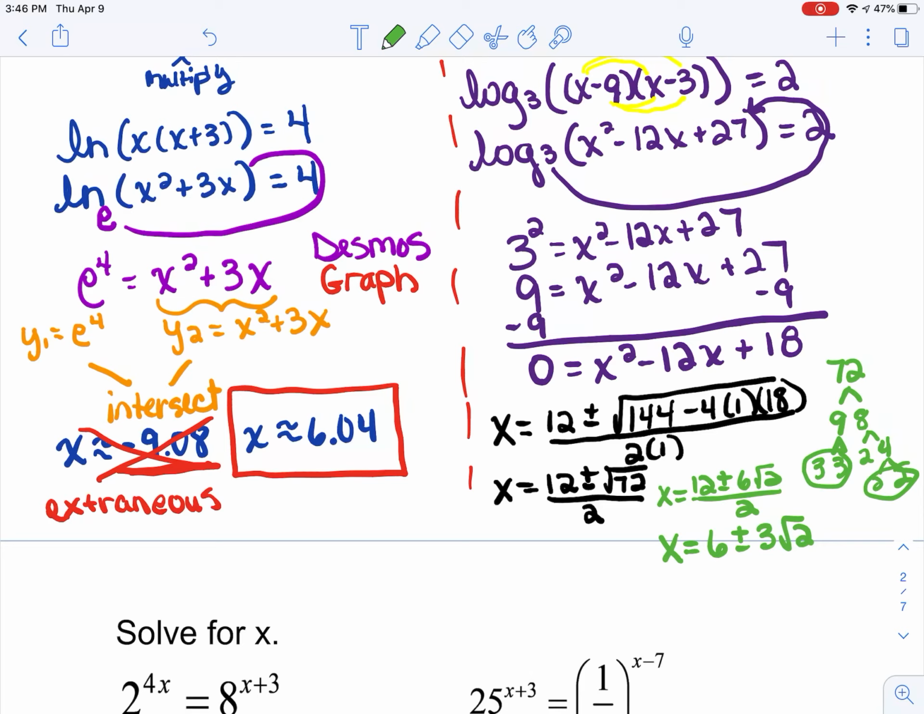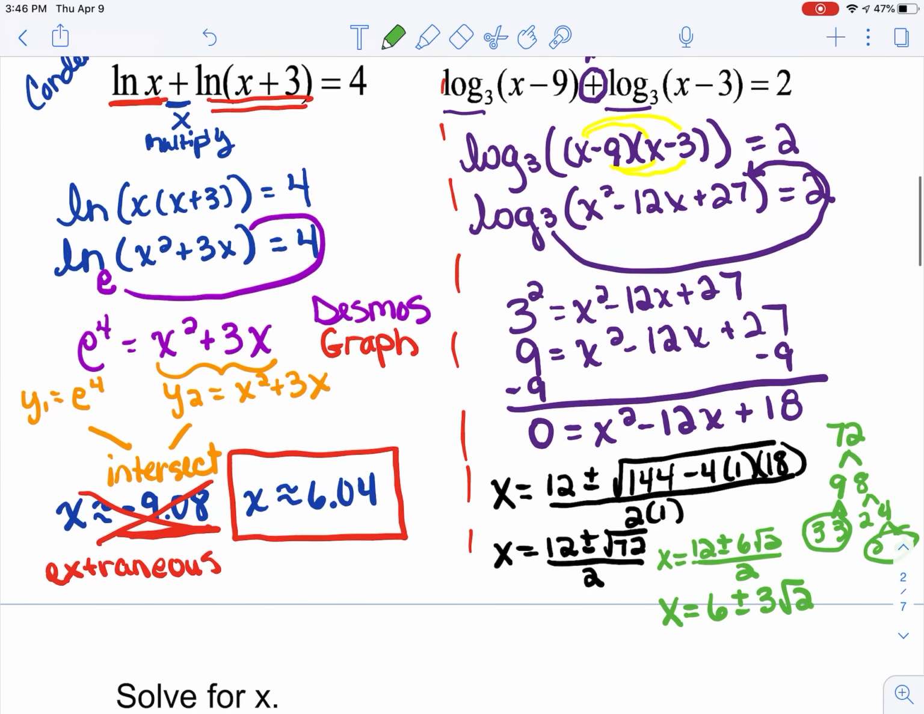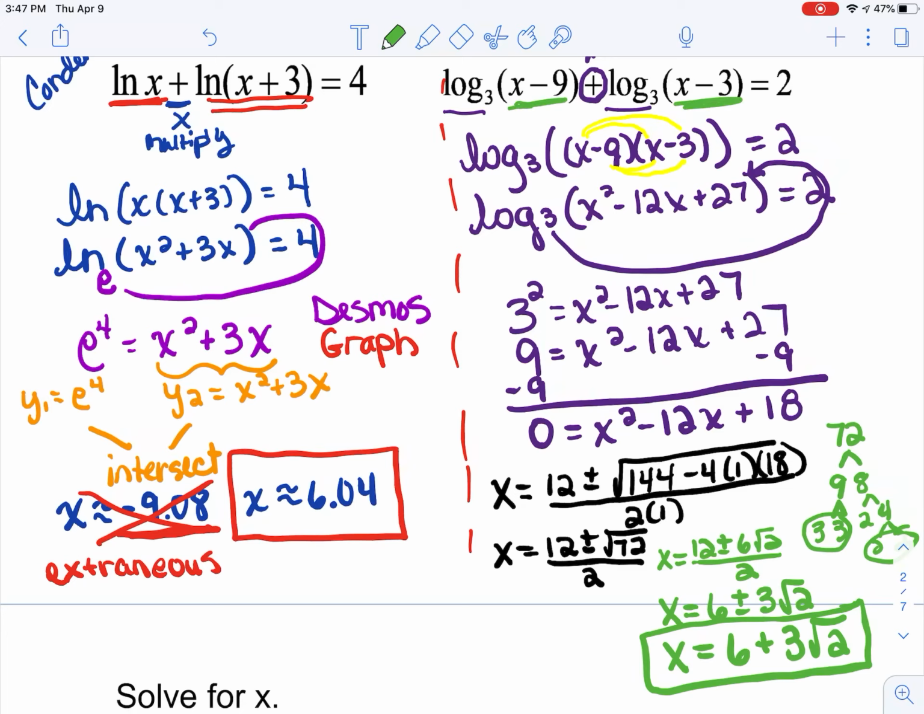Now if we put 6 minus 3 squared to 2 into the calculator, and then we subtract 9, the negative's not going to work. So our only answer is going to be 6 plus 3 square roots of 2. And that is our answer. Always check it back into our values here because we cannot take the log of a negative number.